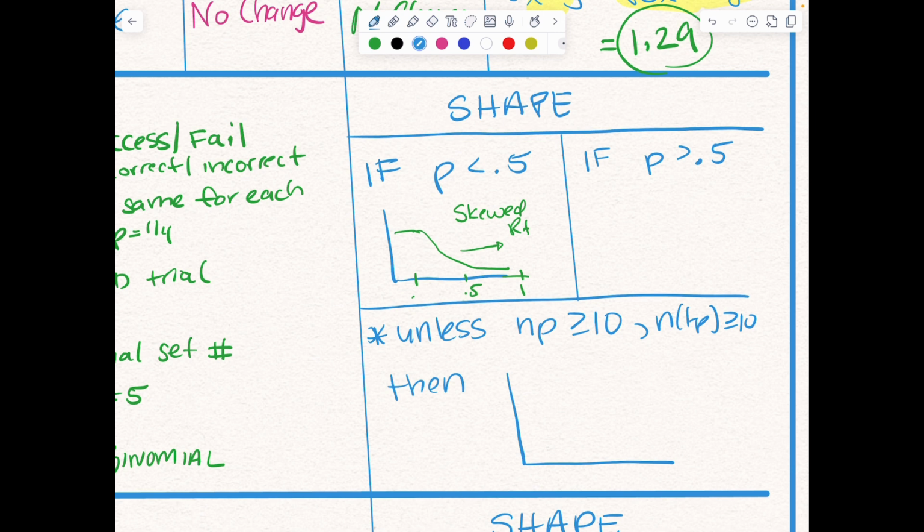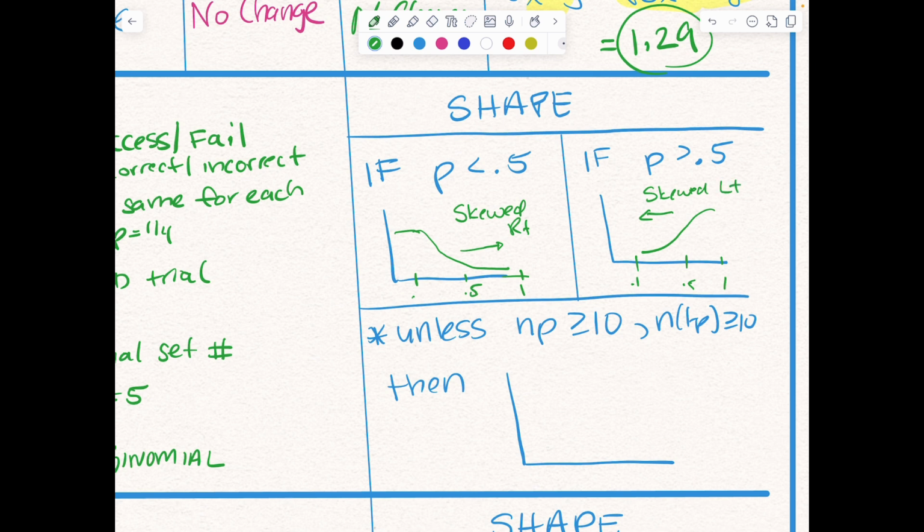Okay, if my probability is greater than 50%, then most of the time the probability of it happening is mainly over here near 100%, but occasionally it might be less. And that would be skewed left. Obviously, if the probability equals 50%, it's going to be smack dab in the middle.